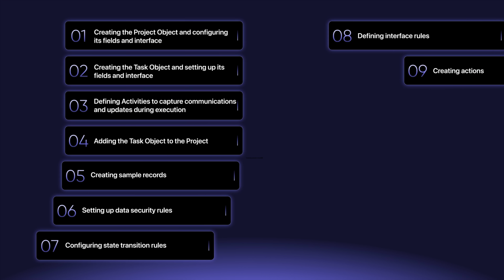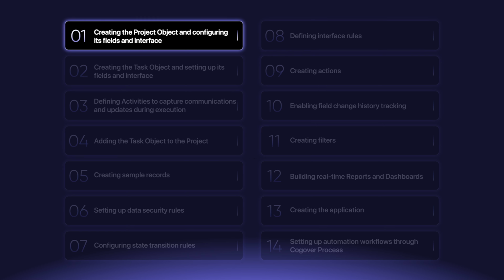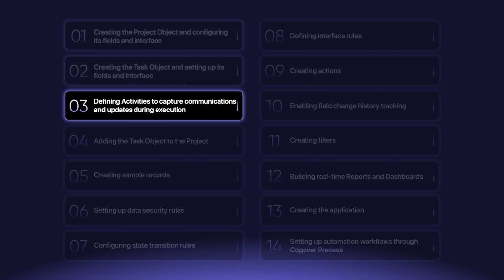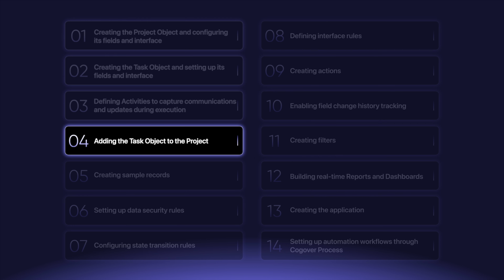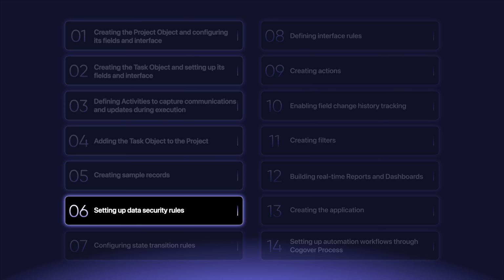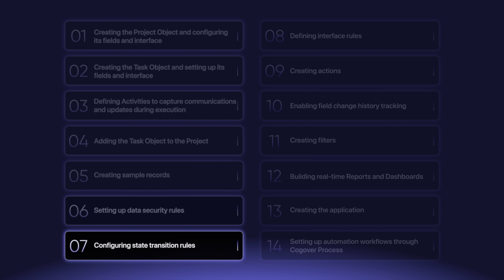The video will cover the following key sections. 1. Creating the project object and configuring its fields and interface. 2. Creating the task object and setting up its fields and interface. 3. Defining activities to capture communications and updates during execution. 4. Adding the task object to the project. 5. Creating sample records. 6. Setting up data security rules. 7. Configuring state transition rules.